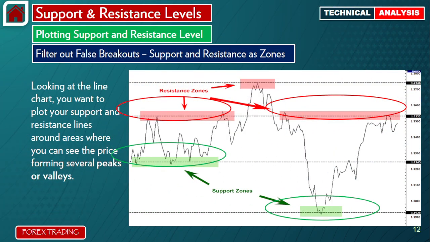By looking at the picture, we can see these are the resistance zones. Where the price touches again and again, they become a resistance zone or a support zone. This is where the price is touching many times, 1, 2, 3, and this is a resistance zone here. Then we have a support level. This is where the price goes down and bounces back again, and again, and again. So these are the resistance and support zones.